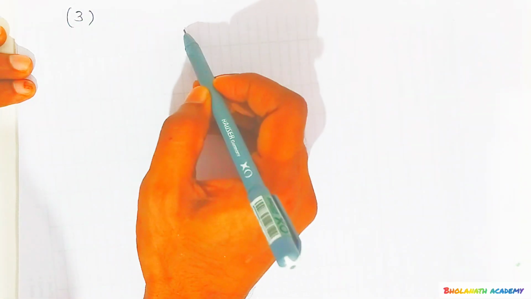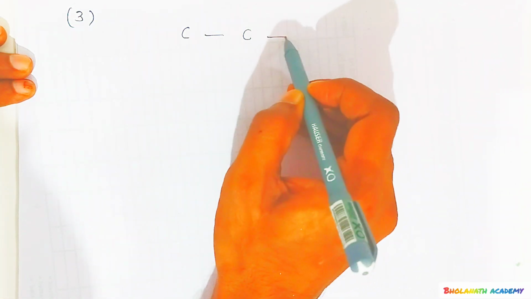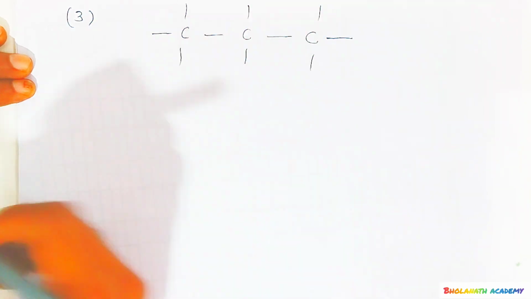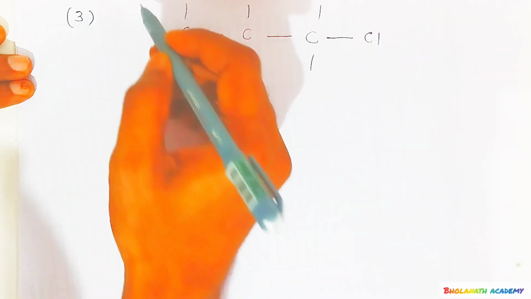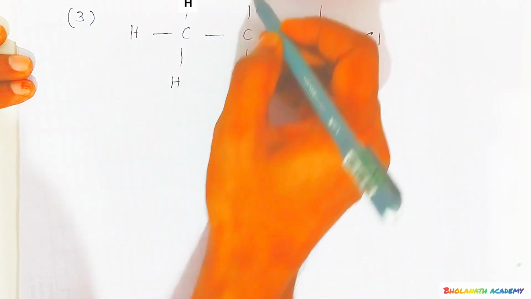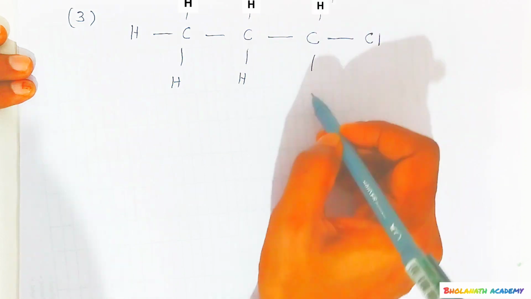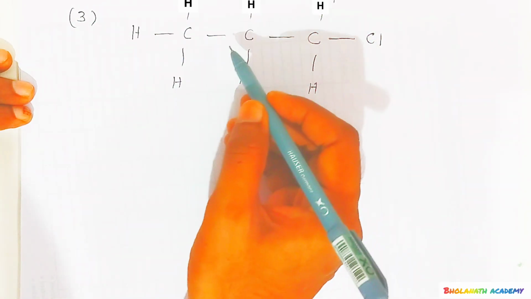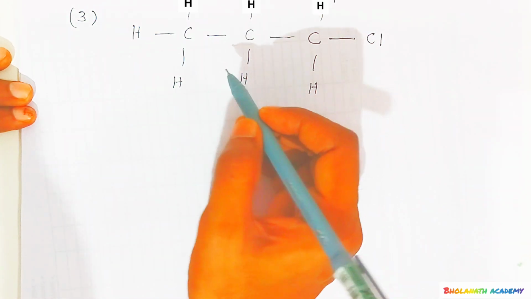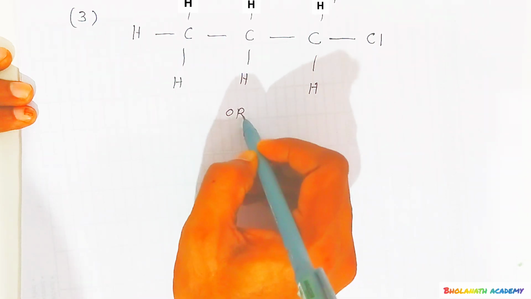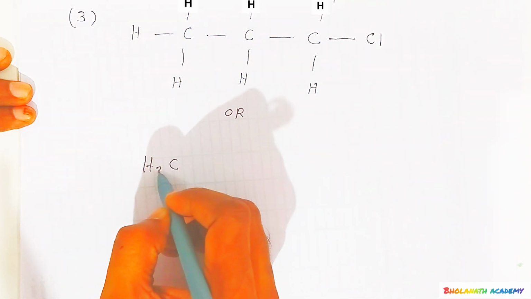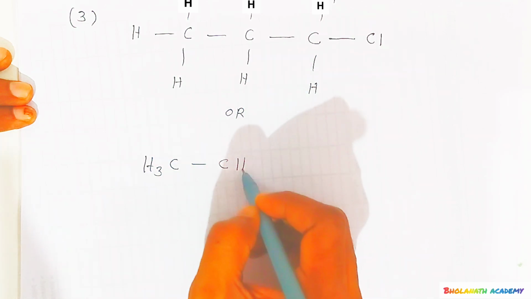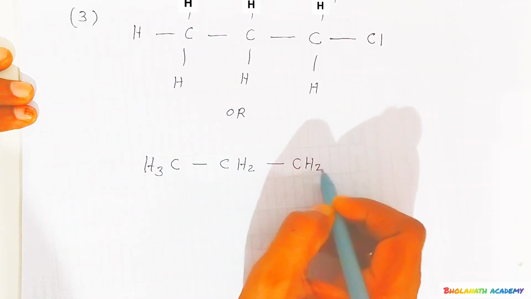Now if there are 3 carbons students, this is the structure of the hydrocarbon. Now one of the hydrogens is replaced by chlorine. The other valencies are hydrogen. Okay students, this is the structure. Now in contracted form students, you can also write this carbon, how many hydrogens? 3 hydrogens, CH3. This carbon containing 2 hydrogens, and chlorine.